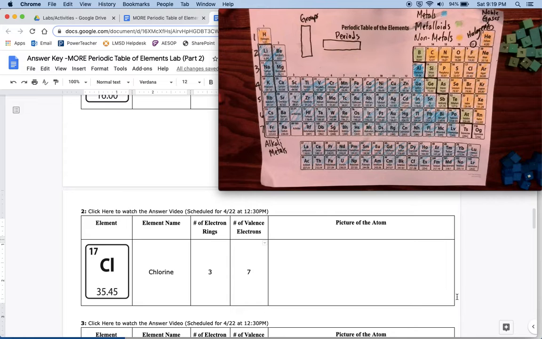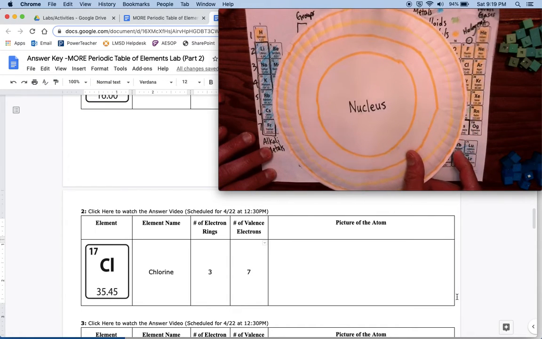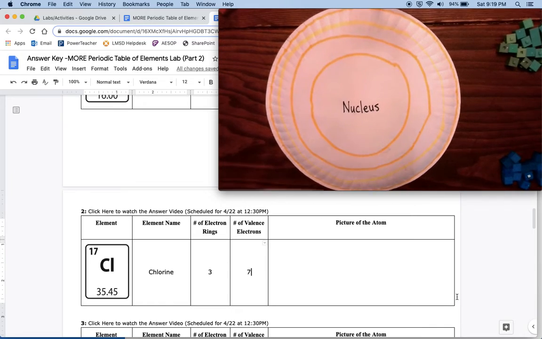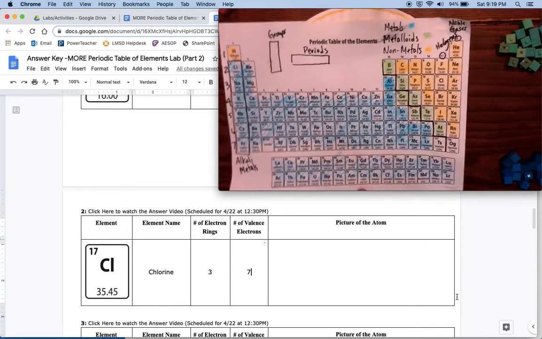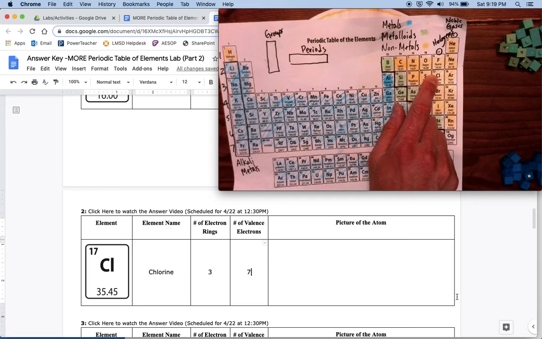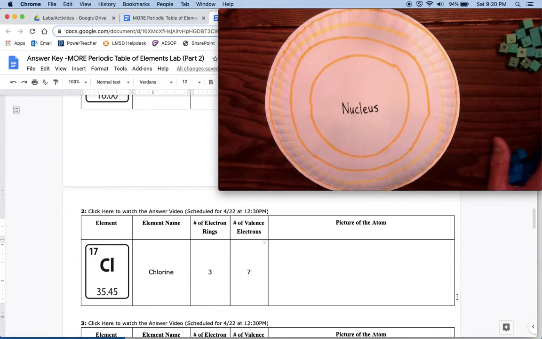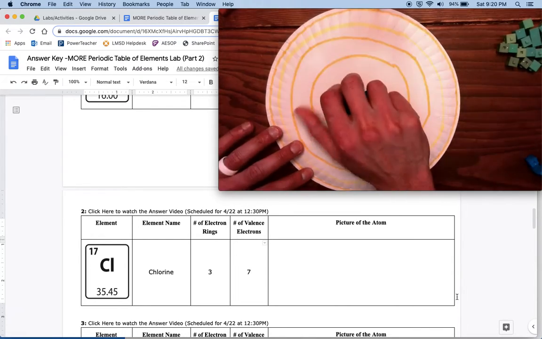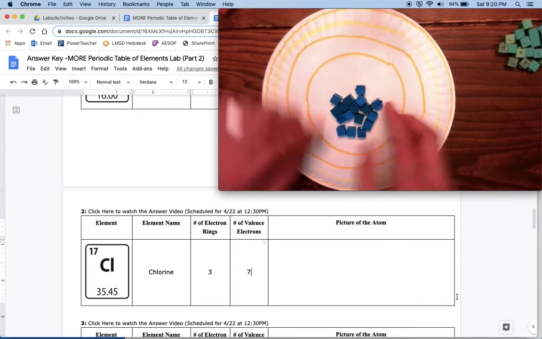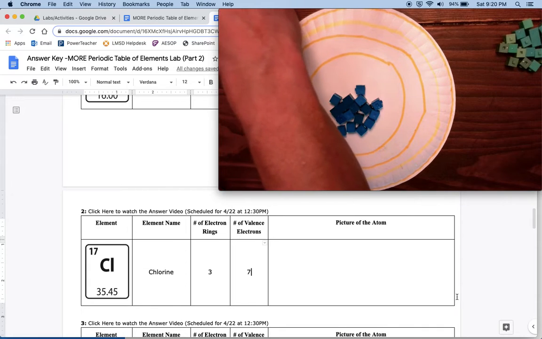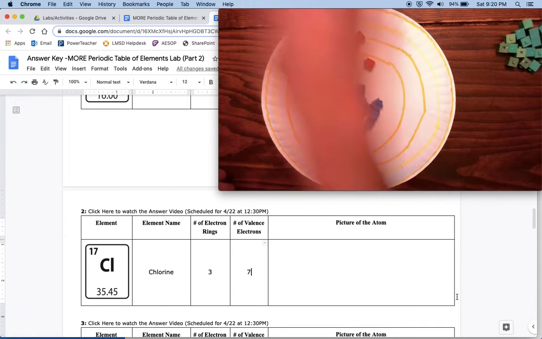All right, so let's now talk about how to make my atom here. So again, I need to, number one, think about chlorine has 17 protons because it has an atomic number of 17. That also tells me that I have 17 total electrons, right? So first thing I'm going to do is get my 17 protons. I'm going to put those in the nucleus. I already counted those out. And I also know that I have 17 electrons, so I already counted those out.